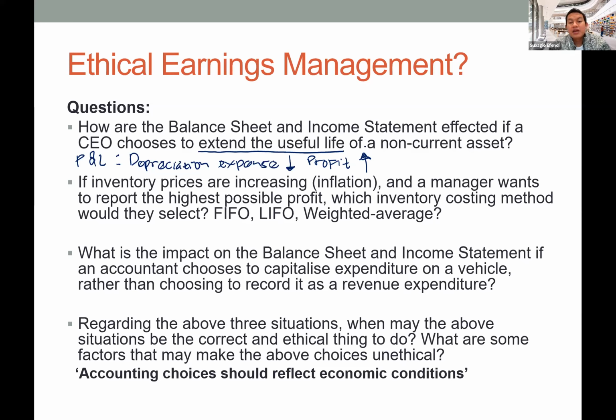Okay, so the company could report a high profit because of extending the useful life of their asset. Okay, and what happened in the balance sheet? So in the balance sheet, if the company reports a lower depreciation expense, they will also report a lower accumulated depreciation. Okay, so they will report a lower accumulated depreciation, and the result will be a higher balance of total assets. Okay, so total assets will be increased.